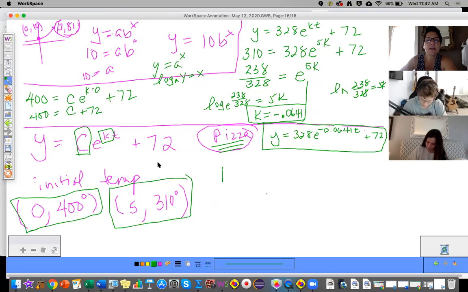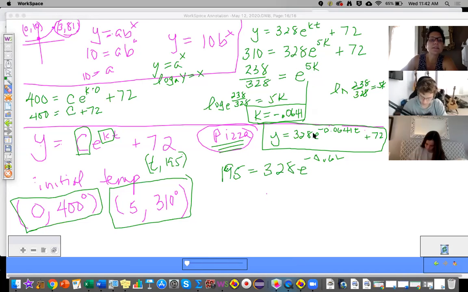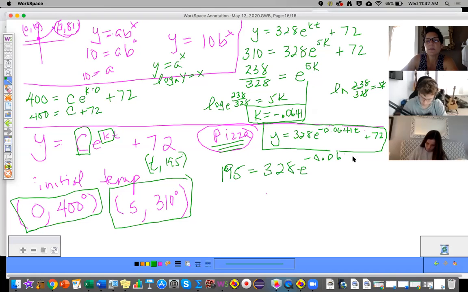So we're looking for T, 195 here. All right. And then, so this is 195. 0.0641. Whoops, two zeros there. Double zero because it's taking its time. 0.0641 T plus 72. Did you guys subtract 72 first? Yep. Good. Did you guys divide by 328 after that?